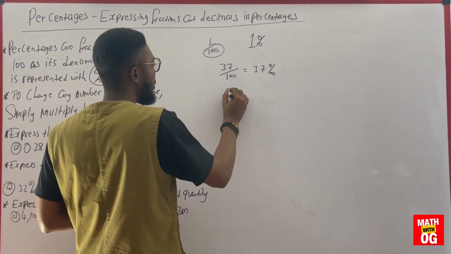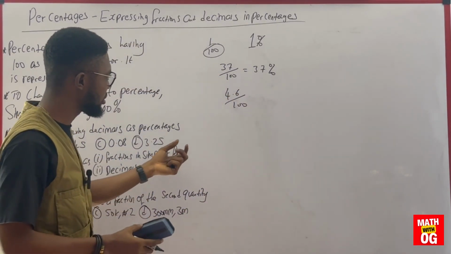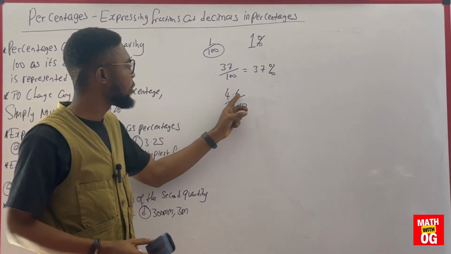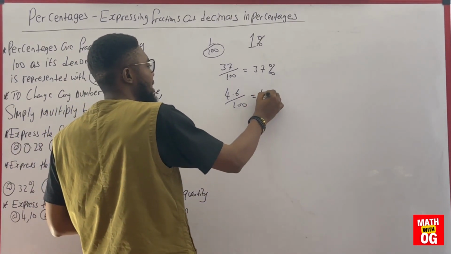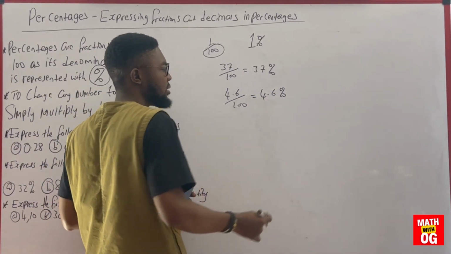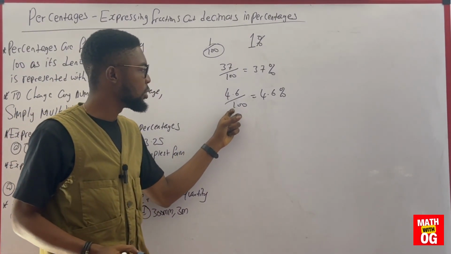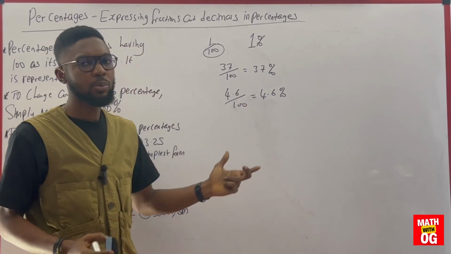You have 4.6 over 100. This is not basically a fraction. We can't call this a normal fraction. But as long as this 4.6 is at the numerator and 100 is at the denominator, I can simply write this as 4.6 percent. So that's what percentage is all about. You have numerator and denominator. Whenever the denominator is 100, you simply take the numerator and add percentage to it.